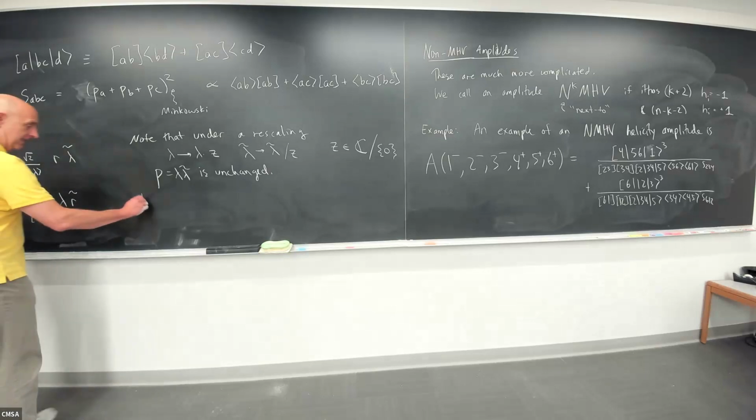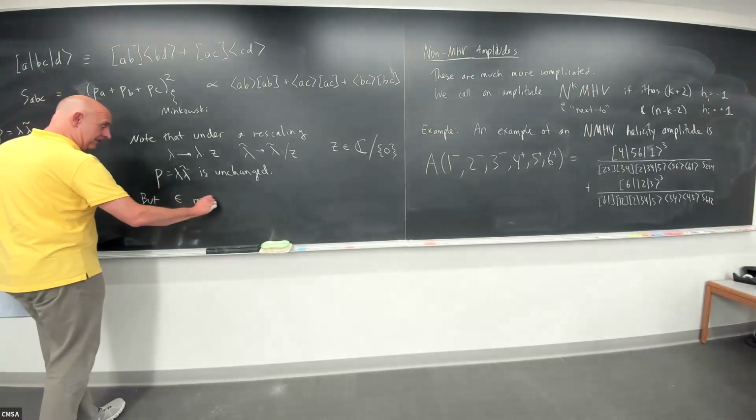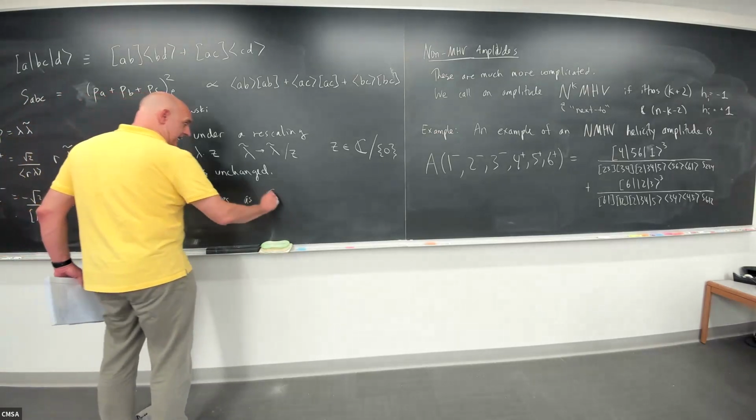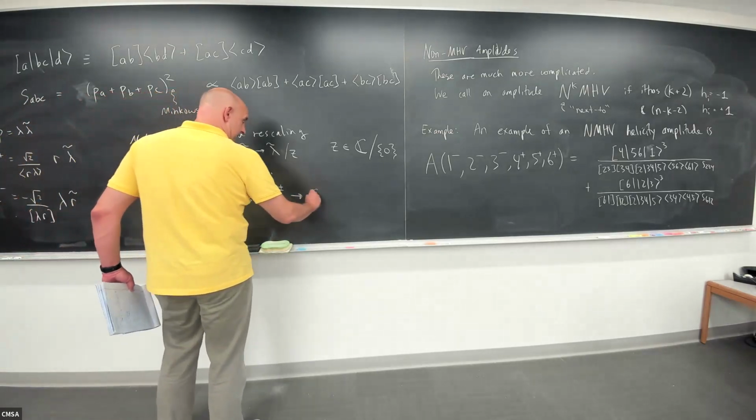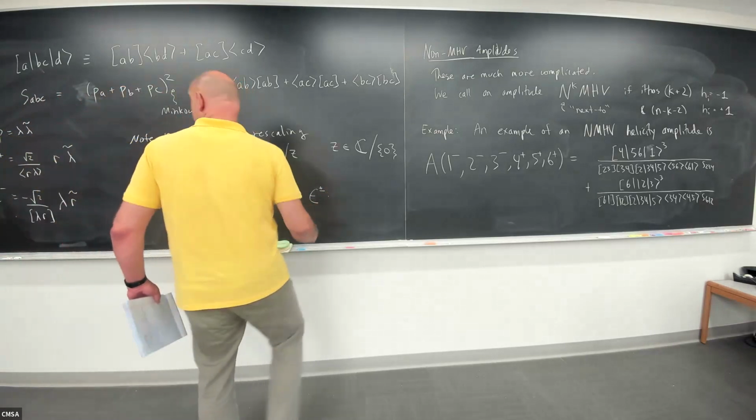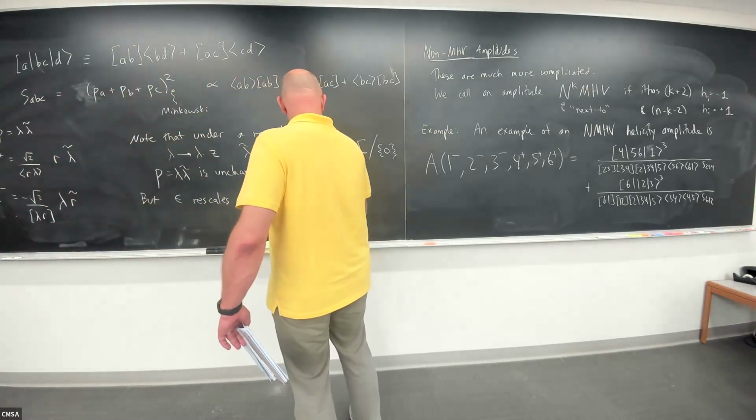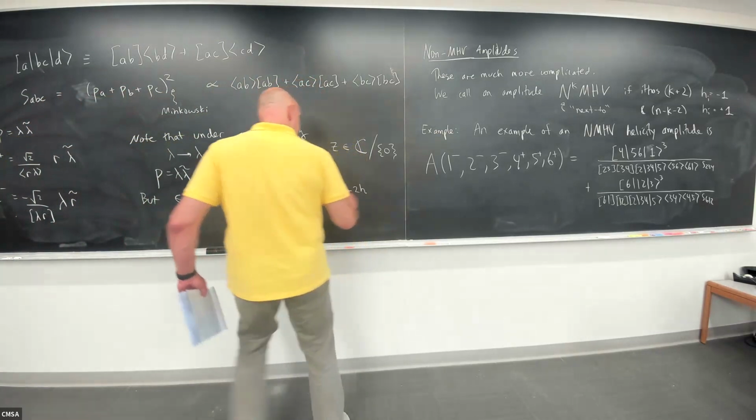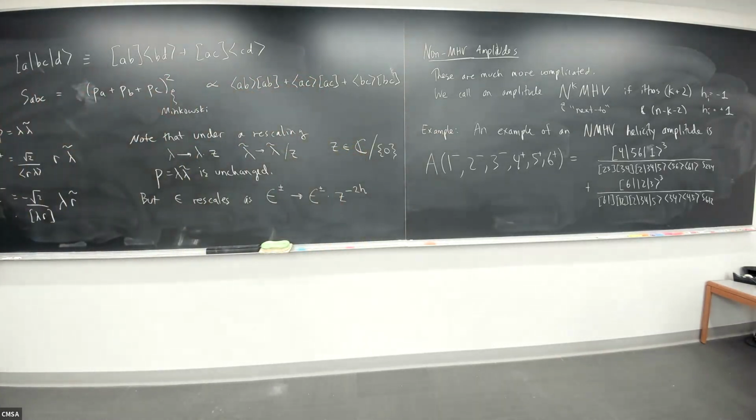But now let's ask ourselves the question: how does this redundancy act on our choice of polarization vectors? Epsilon plus or minus rescales as epsilon plus or minus times z to the power minus 2h. You see, because this is for h equals plus 1, and this is for h equals minus 1. If I choose plus here, my lambda tilde gets a factor of 1 over z, and then in the denominator here I get a factor of z. So altogether I get 1 over z squared. And here I get 2 factors of z in the numerator.